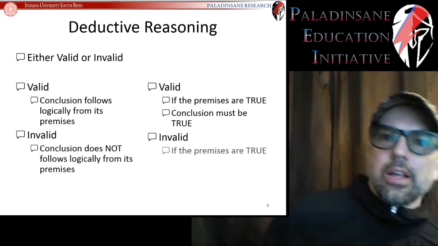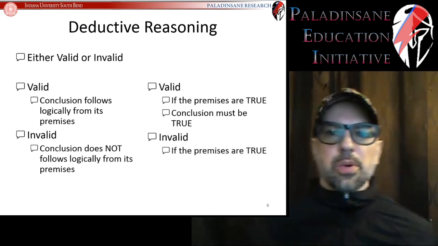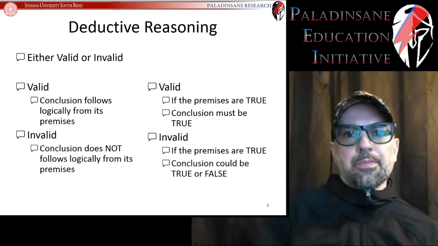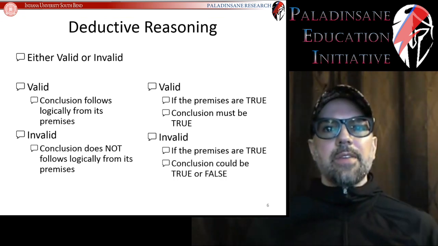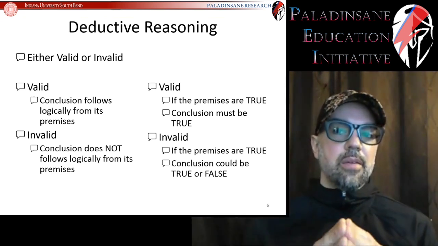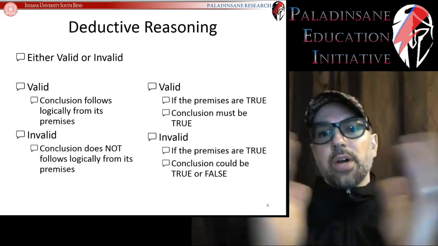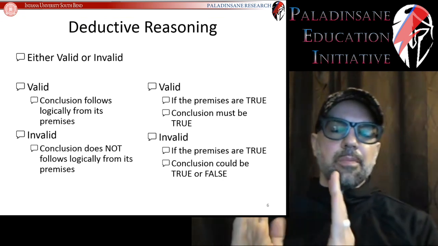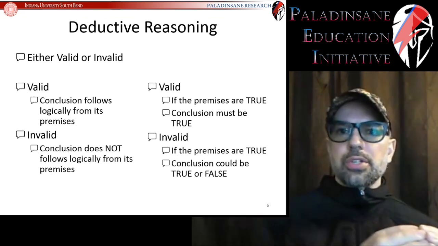An invalid argument, on the other hand, has the characteristic where if the premises are true, then the conclusion could be true or it could be false. An invalid argument does not lock in that guaranteed conclusion, and that's what makes it invalid. That's why it's classified as invalid. So for a valid argument, if the premises are true, the conclusion is locked in.